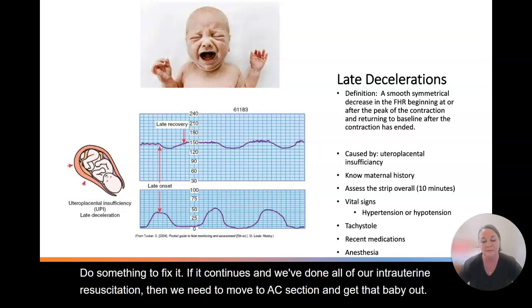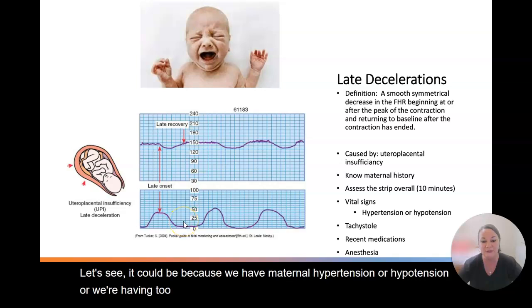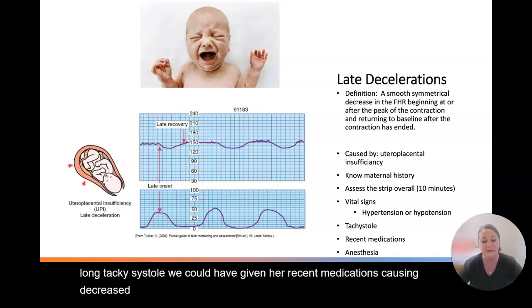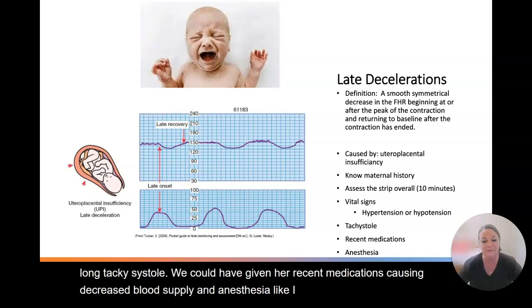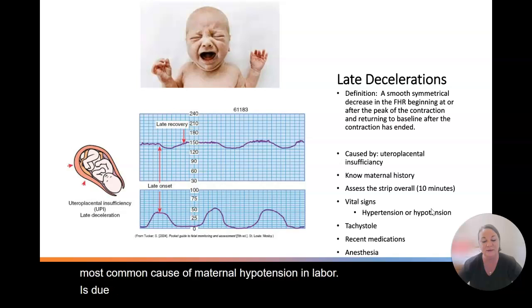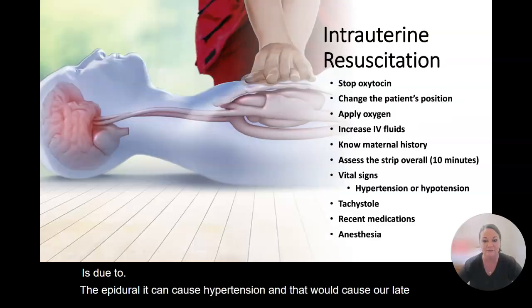Let's see. It could be because we have maternal hypertension or hypotension, or we're having too many contractions, or contractions are too long, lasting too long, tachysystole. We could have given her recent medications causing decreased blood supply, and anesthesia, like I said. The most common cause of maternal hypotension in labor is the epidural. It can cause hypotension, and that would cause our late decelerations as well.